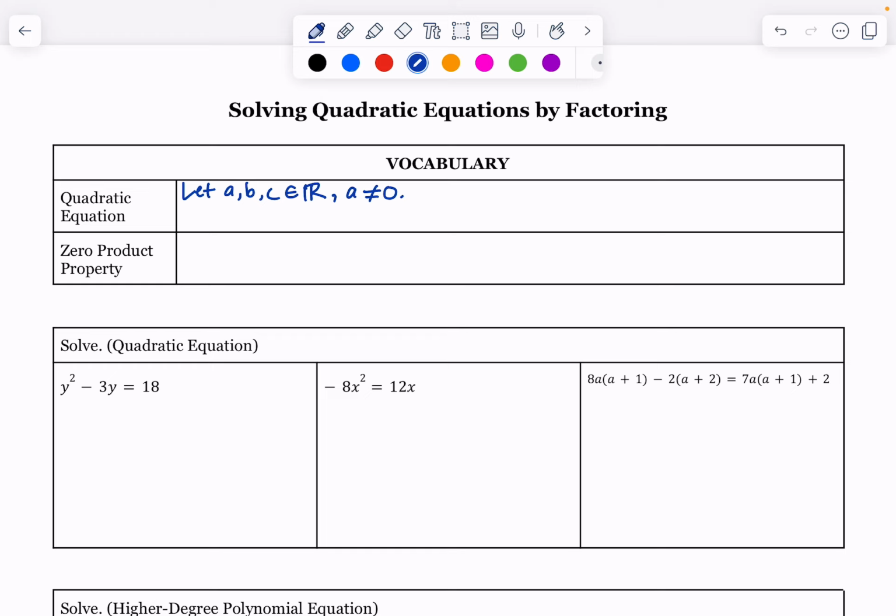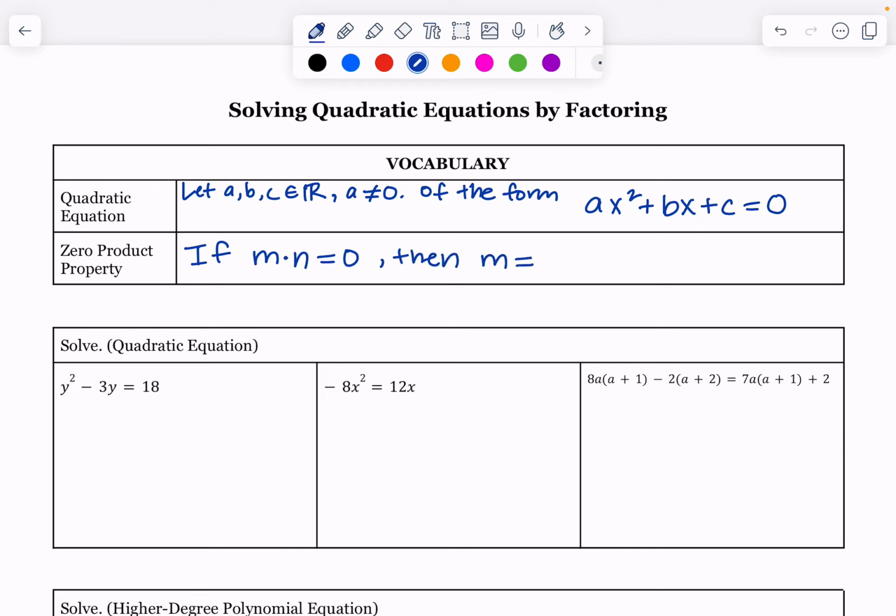And it is of the form, I'm being very shorthand here, ax squared plus bx plus c equals 0. The zero product property says that if m times n equals 0, the only way for that to be possible is m to equal 0 or n to equal 0.